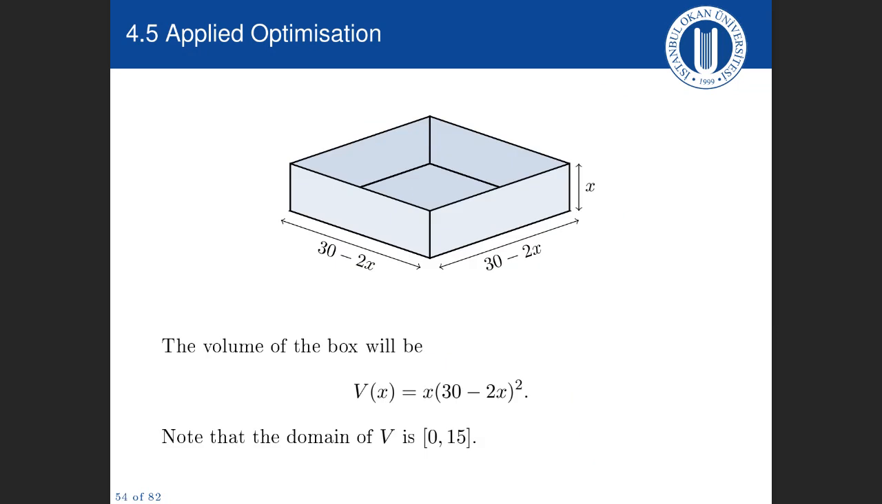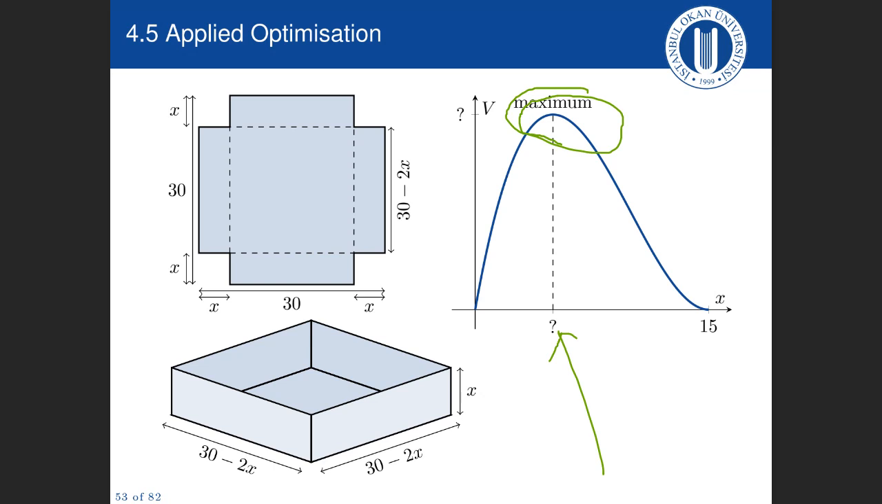So we start with a formula for the volume of a box. That's easy. x multiplied by 30 minus 2x multiplied by 30 minus 2x. And x must be between 0 and 15. We can't cut out more than 15 centimeters, and we can't cut a negative amount of centimeters away. We want to look for the point where the derivative of v is equal to 0. So we're looking for critical points of v.